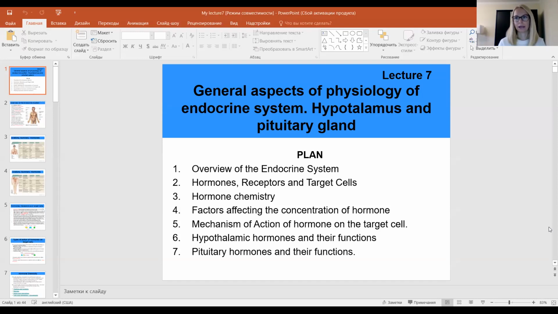Today we are having our next lecture, which is general aspects of physiology of endocrine system and hypothalamus and pituitary gland functions. So today we will be discussing hormones, receptors and target cells action, factors affecting the concentration of hormone, mechanism of action of hormones on target cells, and we will discuss all hormones that are secreted from hypothalamus and pituitary gland.